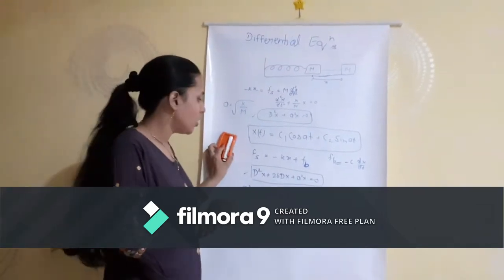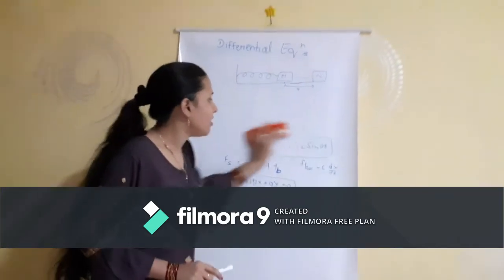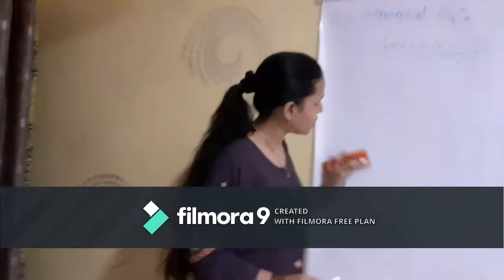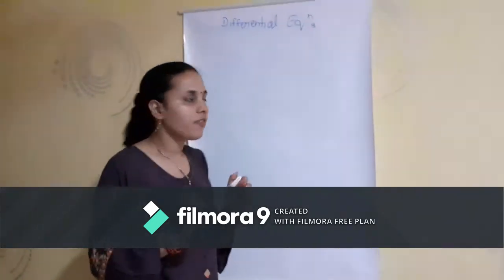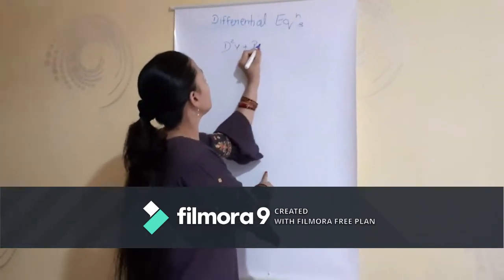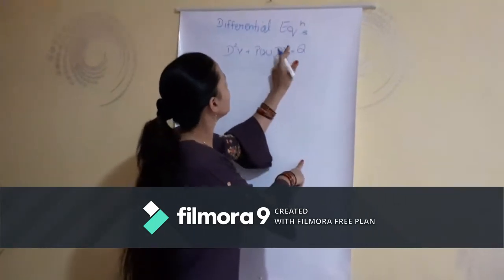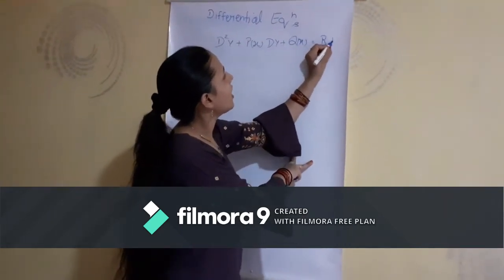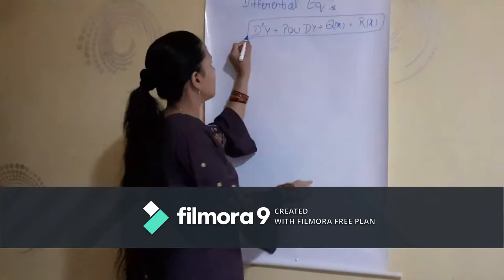Now further, what I will do here is give some information about second order differential equations, how to solve them. So the second order differential equation I can write as d2y plus p(x) dy plus q(x) y equals r(x). It is a second order non-homogeneous differential equation.